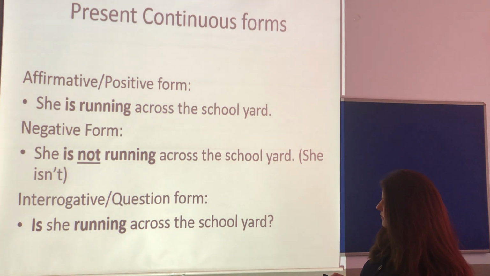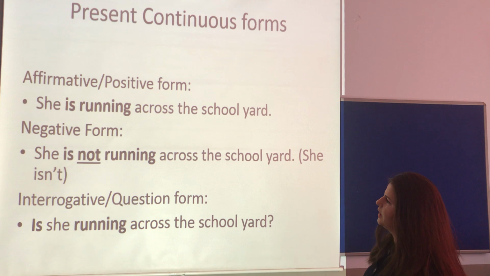Example number 1. She is running across the schoolyard. So we are affirming that she is running. And let's analyze the sentence. She is the subject. Is is the verb to be for third person, female person. It can be she, or any proper noun for females, Arta, Nita, etc. So is running across the schoolyard affirms that she is running.